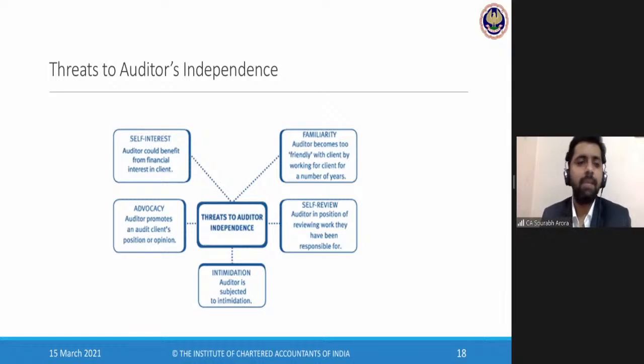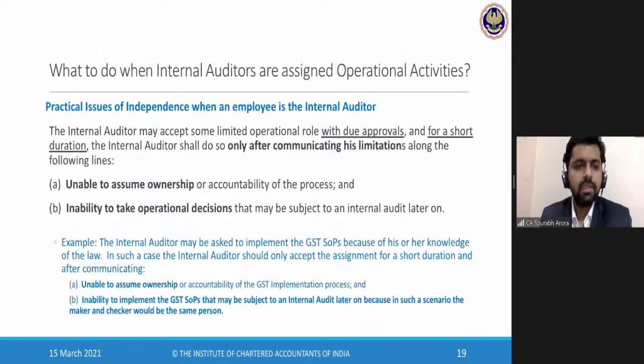Then self-review, when the maker and checker are the same person. I discussed this above as well, where the internal auditor himself performs certain executive functions, and he is asked to review or audit those functions only. So why would he point out his own mistakes? Then intimidation: the auditor is subjected to intimidation, such as the threat of firing. This could be one of the intimidations in an employer-employee relationship, and other intimidation can also be there. Then, what to do when the internal auditors are assigned operational activities?